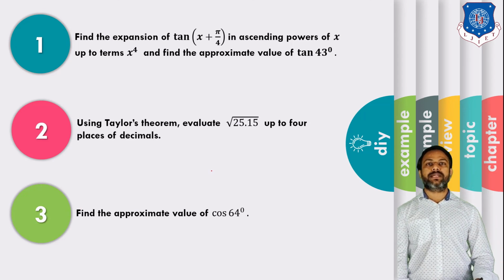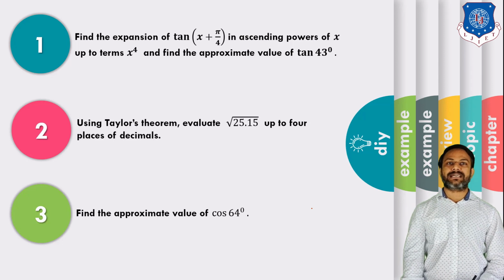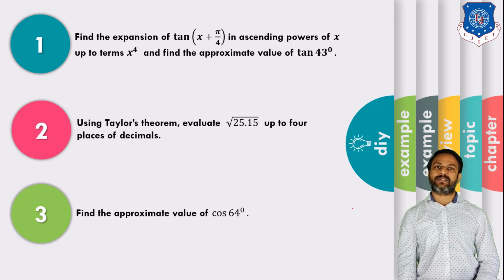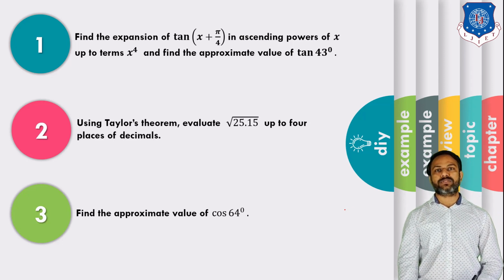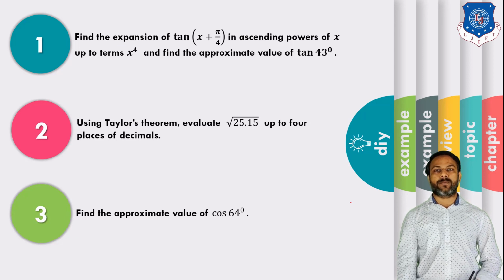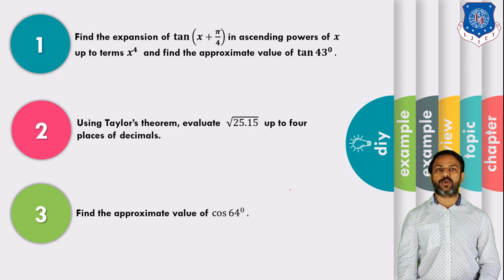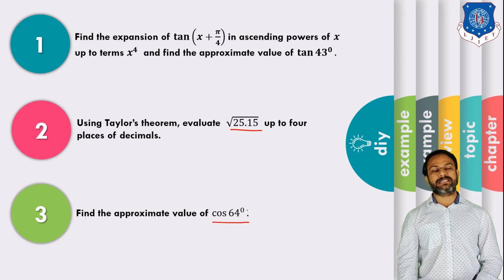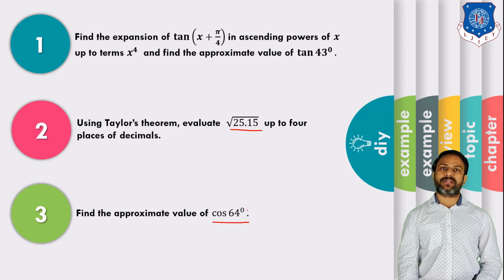So now in the same way you can calculate these examples by using form 2, 3 and form 4. You have to identify which form is used for the example, and then by using that form you can expand and find the approximate values. Okay, you can use any form and you can find the approximate value of sine 43 degrees, under root 25.15 and cos 64 degrees and so on. Okay, so this was the second topic of the Taylor series.